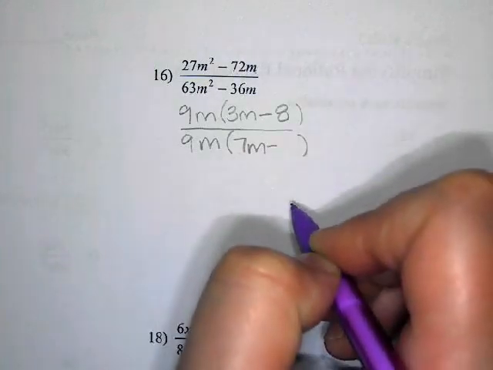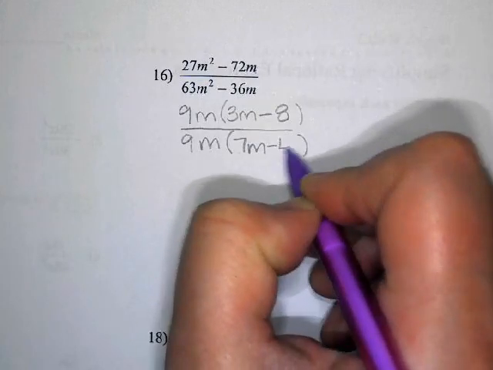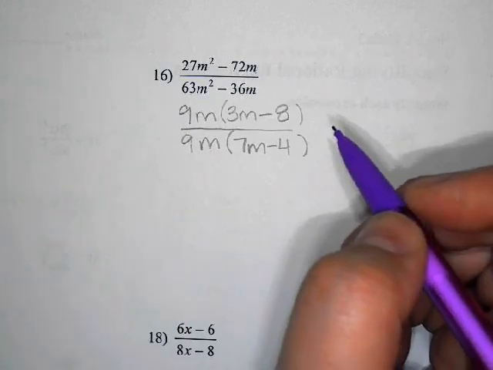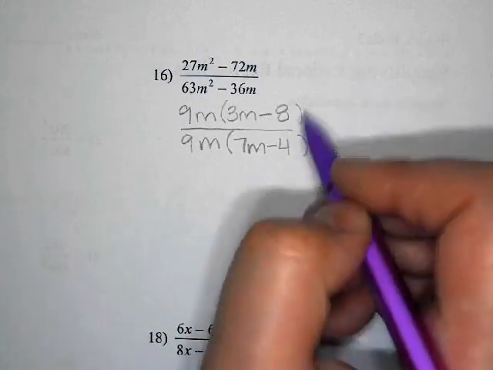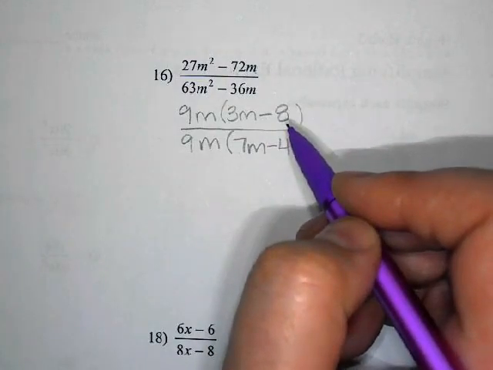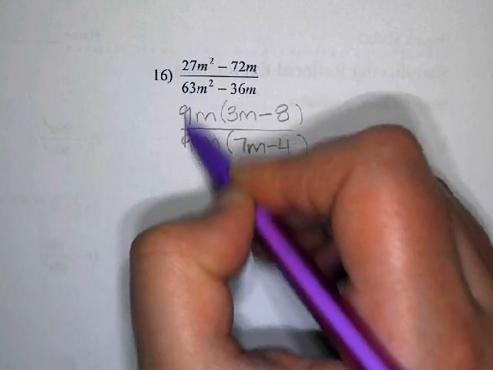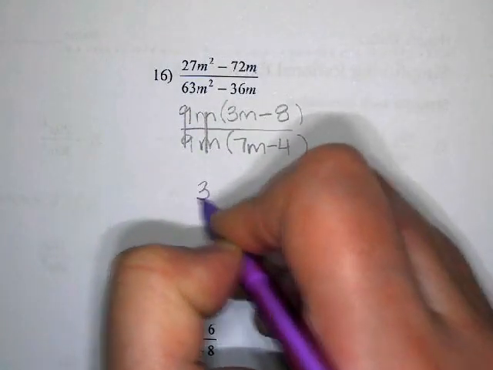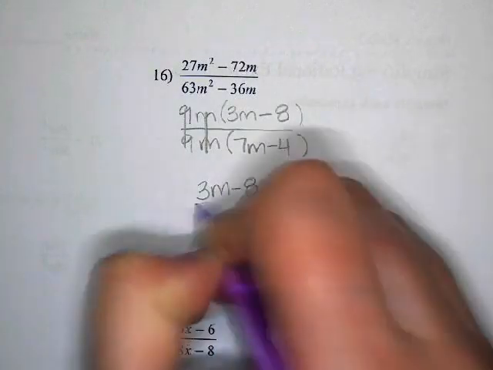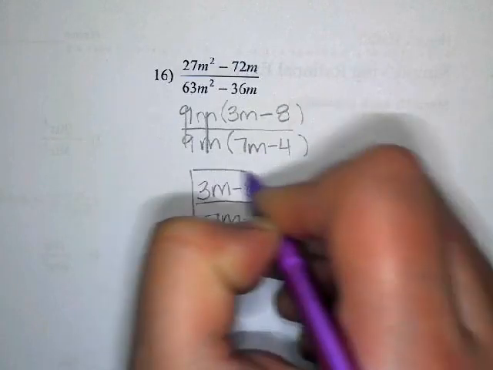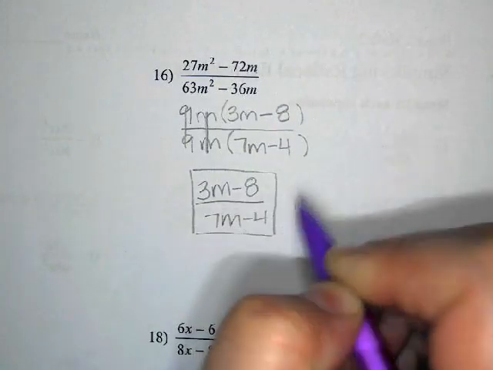So can we touch the parentheses? No, the parentheses are not identical. But what can we cancel? The GCFs. The 9s can cancel. The m's can cancel. So 3m minus 8 over 7m minus 4. Okay. Down here, I'm going to scribble out, state the excluded values. Okay.